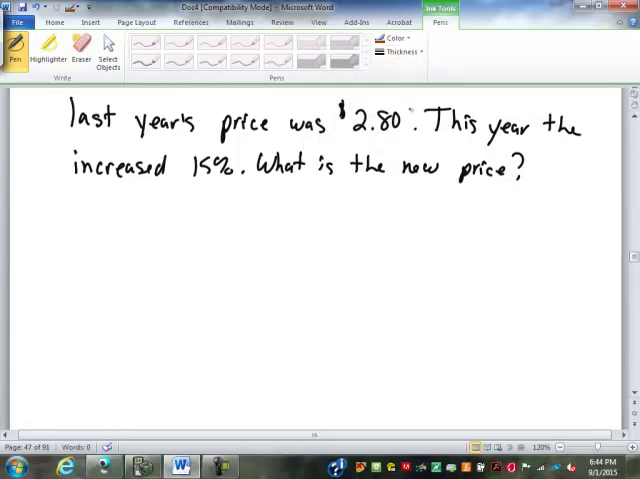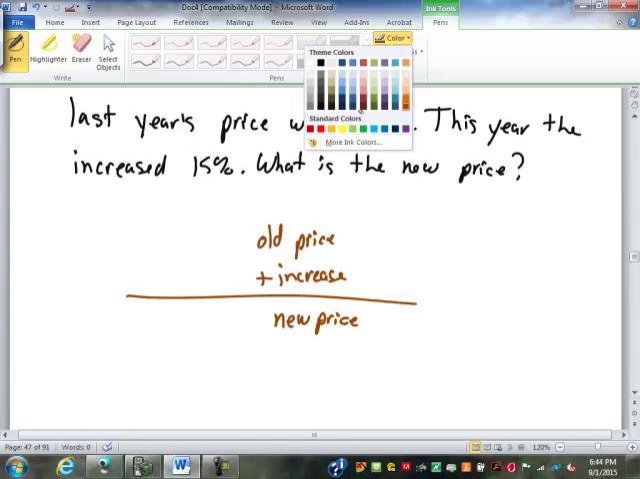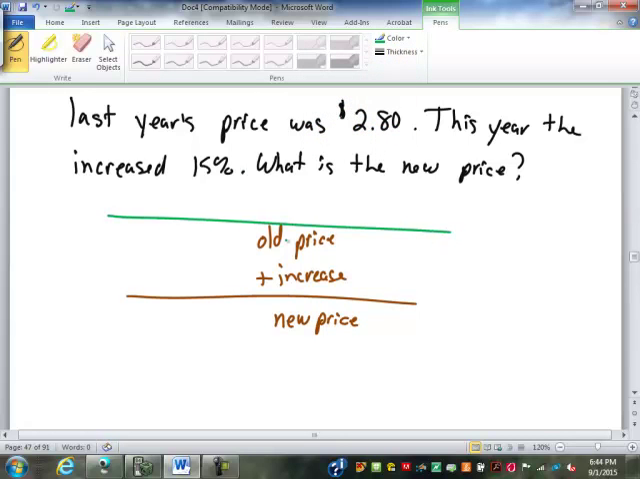The same type of thing. We're looking at an old price. Again, you can call this whatever you want. Old price, last year's price, whatever. Is it an increase or a decrease? It's an increase. So plus an increase equals a new price, or this year's price, or whatever words you want to put in there. And once again, each of those items is going to be described by a percent and some other number. This time the other number is a dollar amount.